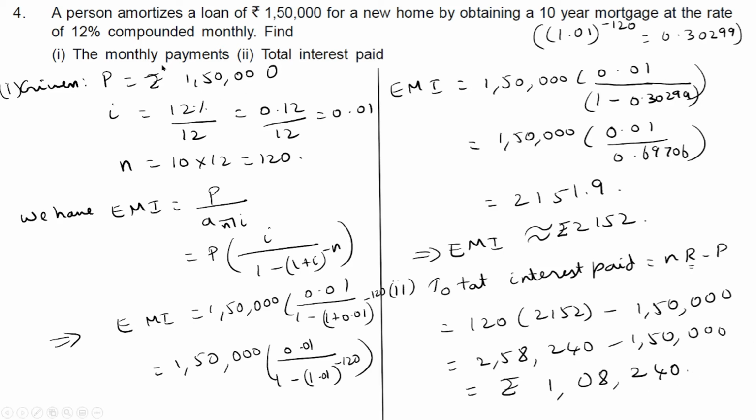So they have asked to find the monthly payments and the total interest paid. So the monthly payments is 2,152 and total interest paid is 1,08,240. So writing what is given, finding the amortized amount, all these carries 1 mark. Then writing the formula carries 1 mark. Then finding EMI carries 1 mark. And finding the total interest paid carries 1 mark. So a similar question was asked in the sample paper for 4 marks.